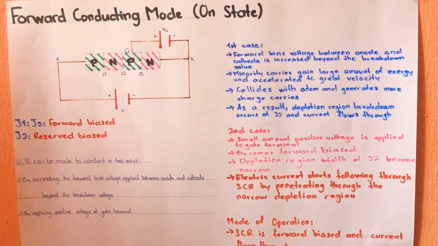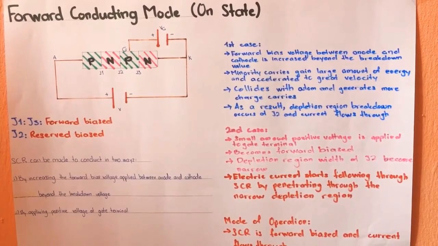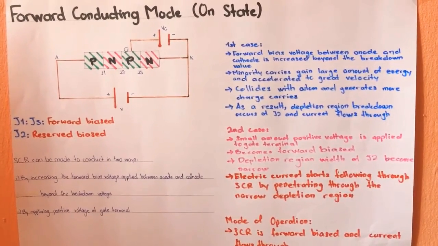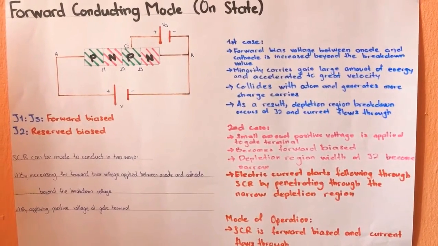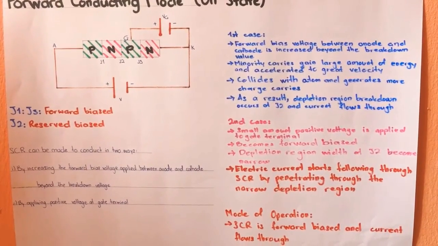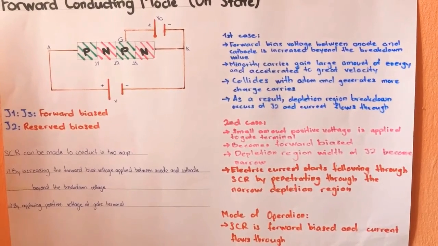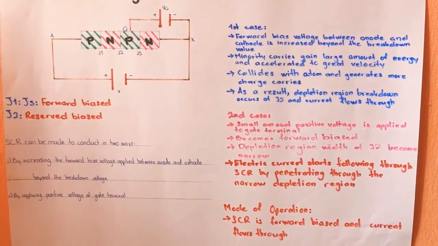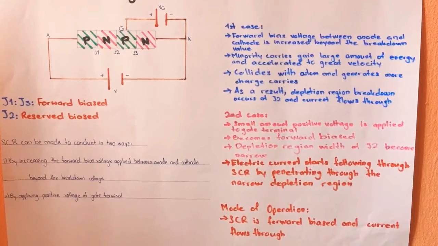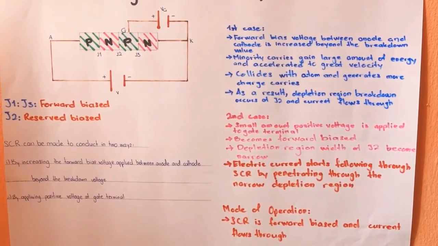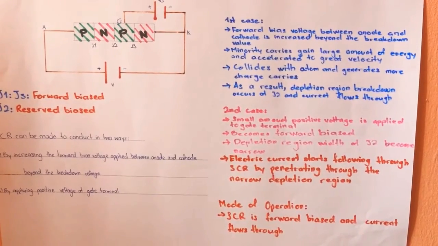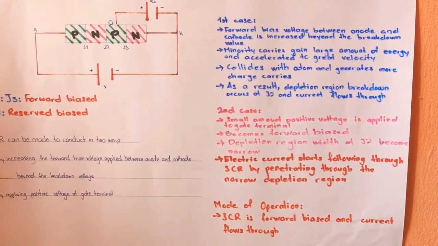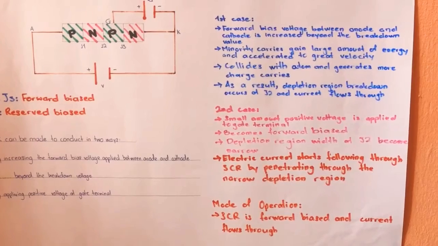As for the second case, a small amount of positive voltage is applied to the gate terminal, which then becomes forward biased. When the gate terminal becomes forward biased, the depletion region width at junction 2 becomes narrow, which allows current to flow through the SCR by penetrating the narrow depletion region at junction 2.